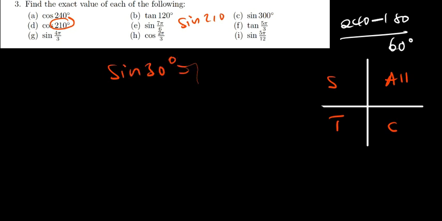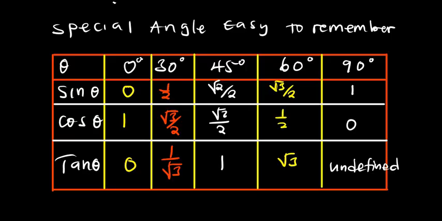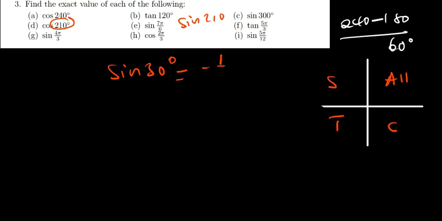So it is in the third quadrant. Sine is negative in the third quadrant. So we are going to include the negative. So using the table, we already know what sine 30 is. It's half. So it's negative 1 over 2.